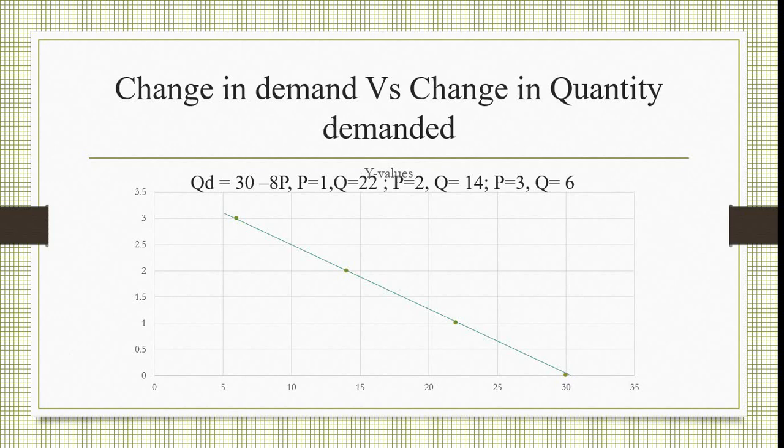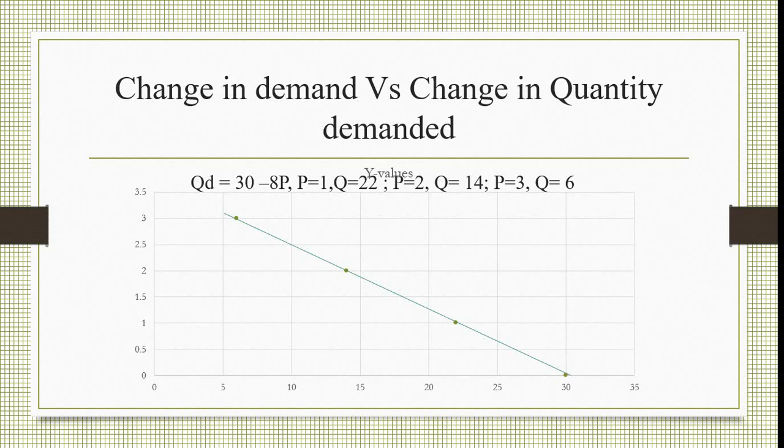Starting from the top, when the quantity is 6, the price was 3. When the price decreased from 3 to 2, the quantity increased from 6 to 14. Those dots are the points that were plotted, which were written earlier: P1, Q22; P2, Q14; P3, Q6. Those are the points that were plotted. That's how it looks.